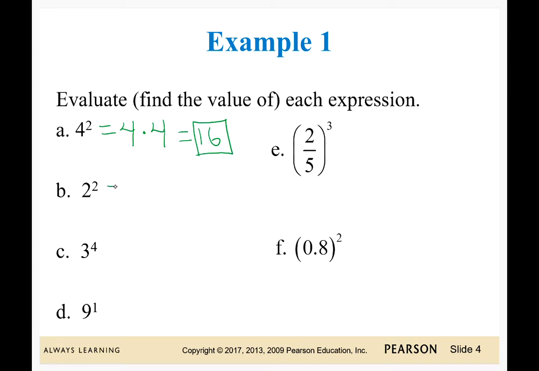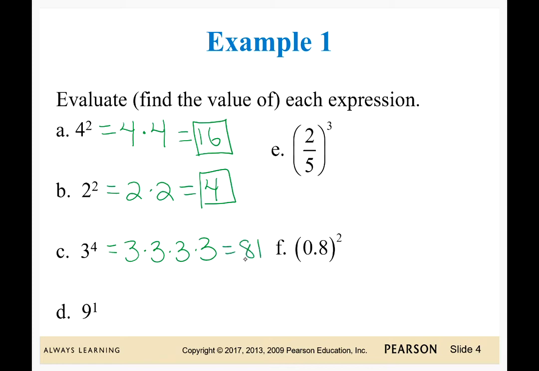All right, b, 2 to the 2nd power, that would be 2 times 2, which would be 4. 3 to the 4th power would be 3 times 3 times 3 times 3. Right, and you can do that. 3 times 3 is 9, 9 times 3 is 27, 27 times 3 is 81. So you just multiply those one at a time.